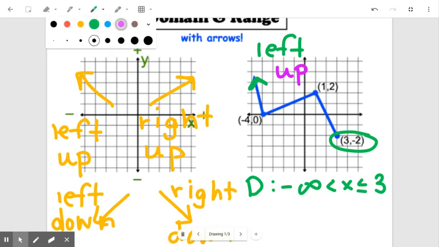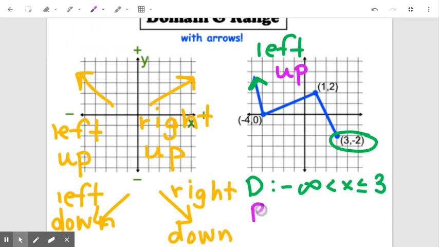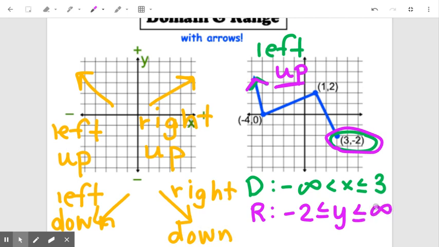If I am writing the range, I know I'm going how low. This is my lowest point from -2. It's a filled in dot. And I know it's going up forever. And because it's going up forever, I know that's going to a positive infinity.